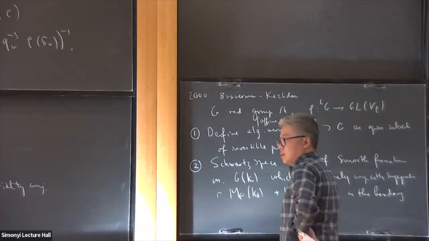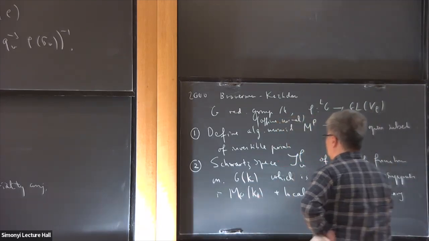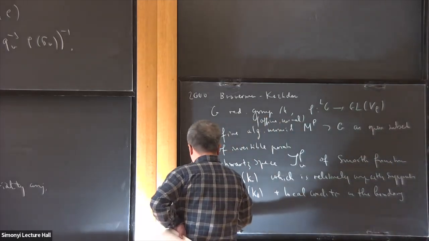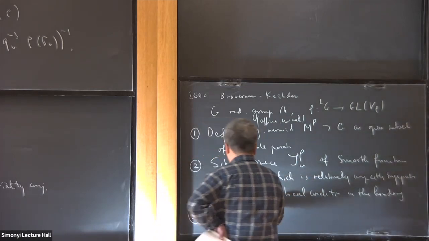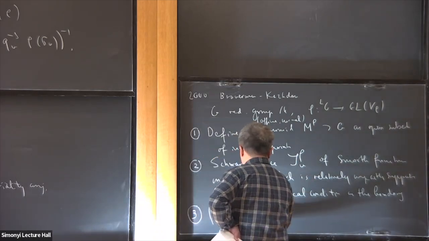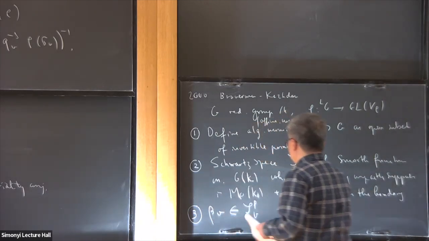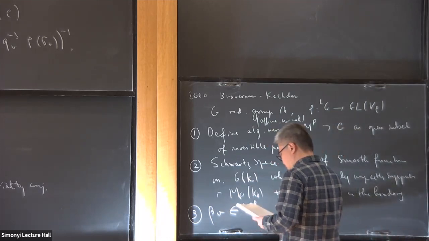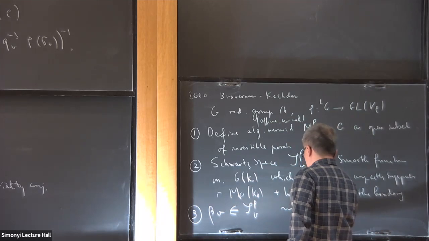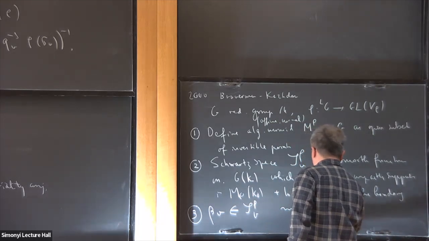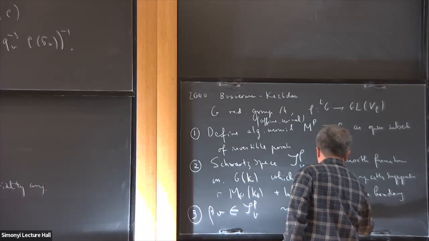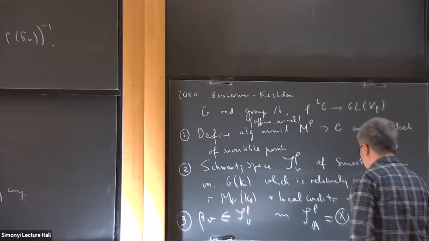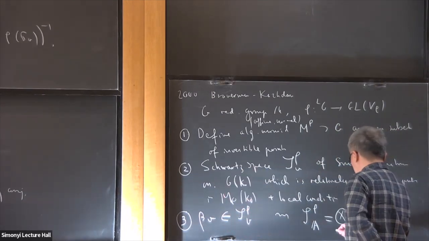Are you working over a local field? Yes, K_V is a local field. And you want to have some basic element inside this Schwartz space for every V, at least for unramified V, for non-Archimedean places V. And so we can speak of the space of adelic rho-Schwartz functions. The definition depends on these basic functions, just as in the standard case.